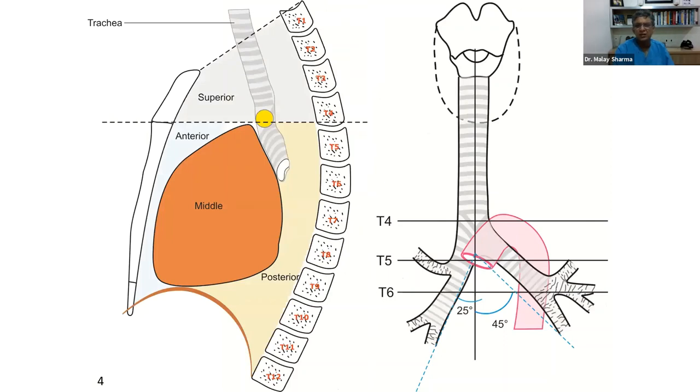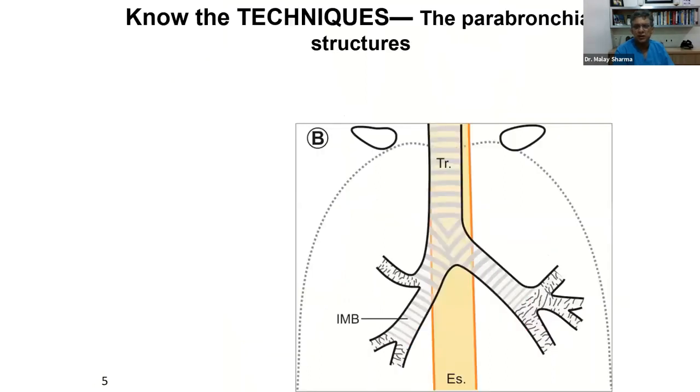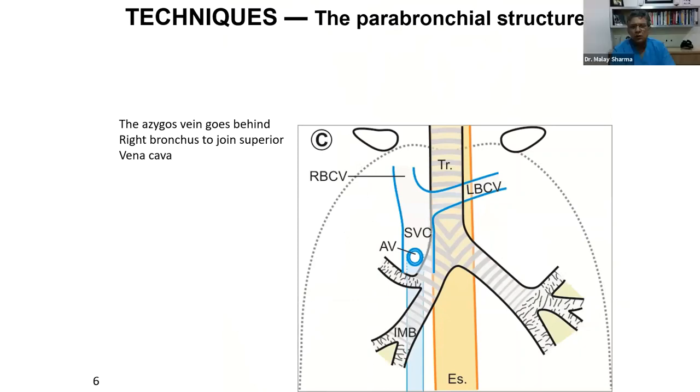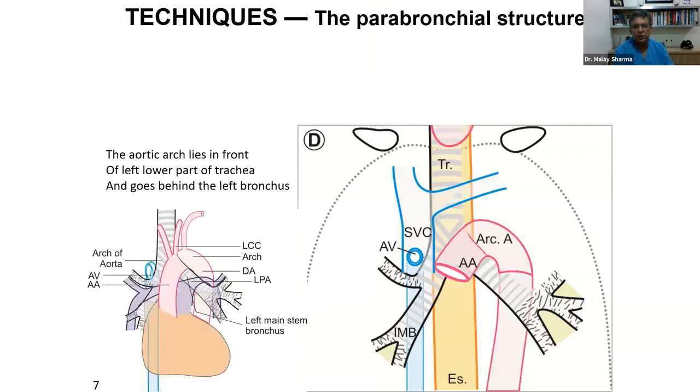And then you start seeing, okay, this is the trachea, the right bronchus goes at a 25-degree angle, the left bronchus goes at a 25-degree angle, and you are in the posterior mediastinum trying to see the anterior mediastinum. So you start imagining superimposition, trachea, one by one, esophagus, then trachea comes in front, then the azygos vein going by in the right bronchus, joining the superior vena cava, the left brachiocephalic vein coming like this, joining the right brachiocephalic vein and joining the superior vena cava.